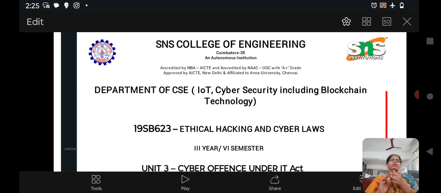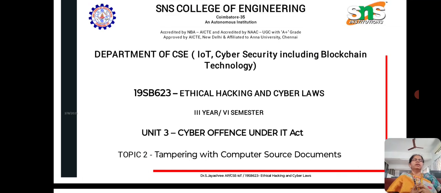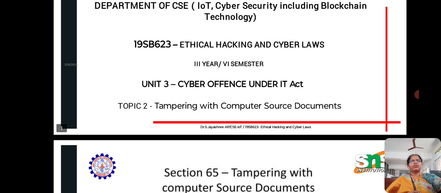In this lecture series, we are going to discuss tampering of computer source documents. According to the IT Act, the Information Technology Act, what is the penalty if we damage computer source documents? Under the various sections, 65, 66, 67, what is the penalty, what is the punishment, and how are the various cyber crimes categorized? All of that we are going to discuss in this lecture.